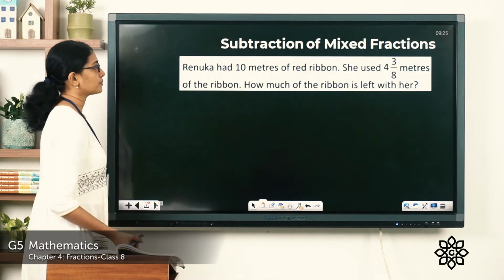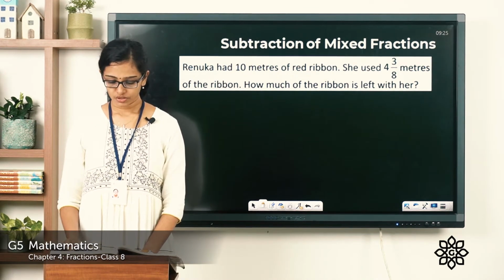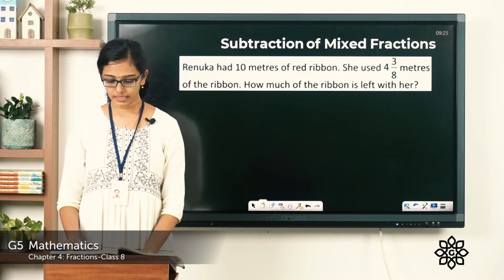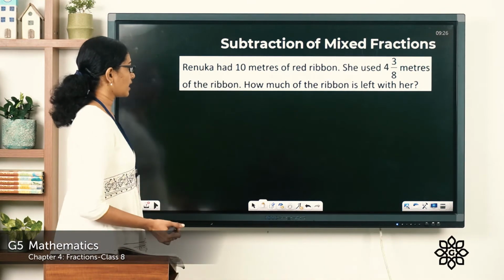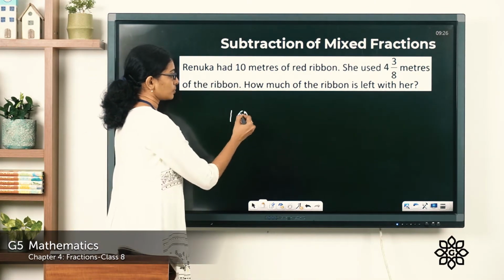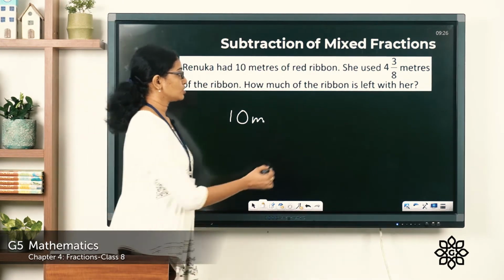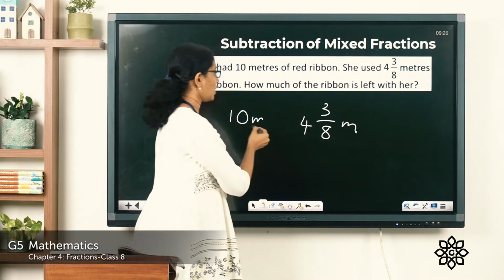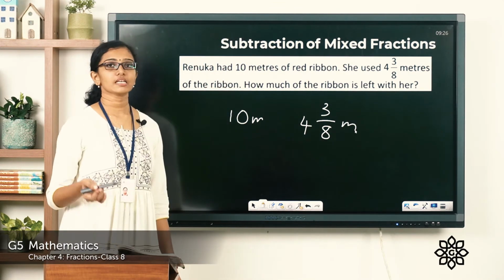Now we'll see a word problem. Renuka had 10 meters of red ribbon. She used 4 3 by 8 meters of the ribbon. How much of the ribbon is left with her? So what is given in the question? Renuka had how many meters of ribbon with her? She had 10 meters of ribbon. And how much did she use? She used 4 and 3 by 8 meters out of this 10 meters. But we are asked to find out how much of the ribbon is left with her.